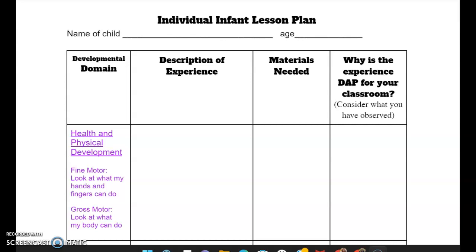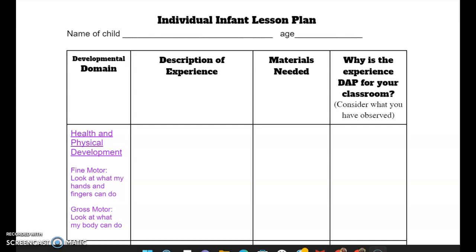Right, my friends. For the next couple of weeks, you are going to be creating lesson plans instead of just an individualized plan. So let's talk a little bit about what infants are like, because you're in an infant classroom. What I'd like you to do is choose one infant that you're going to focus on.